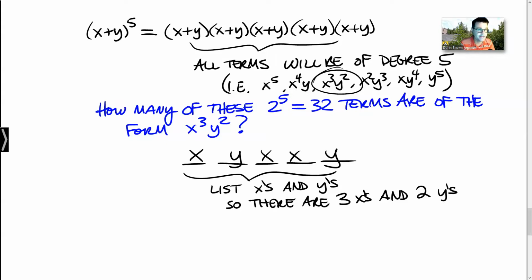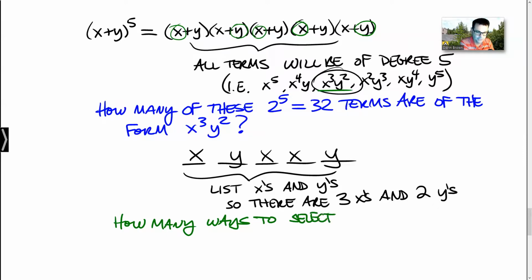So this would be saying I get an x cubed y squared term if I selected x, y, x, x, y. Okay, that's one possible pattern. When I FOIL this out, I could take x from there, y, then x, then x, then y. And that particular term would have coefficient 1, and it would generate an x cubed y squared. So how many of those are there? How many ways are there to select 3?